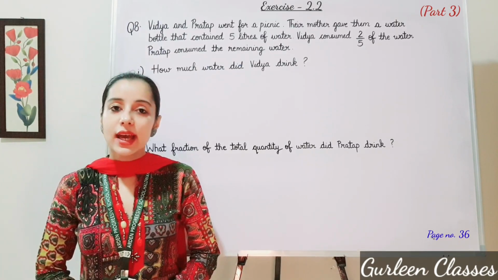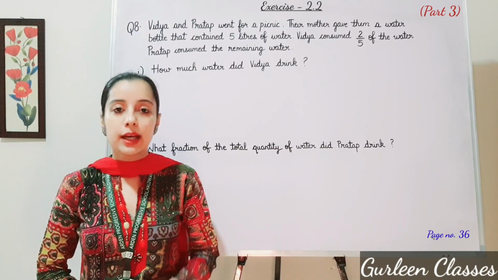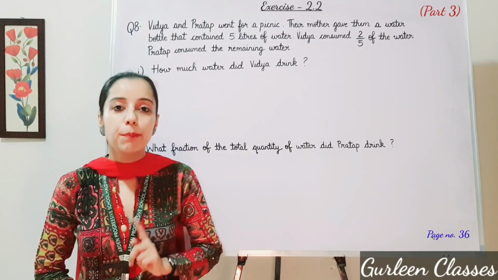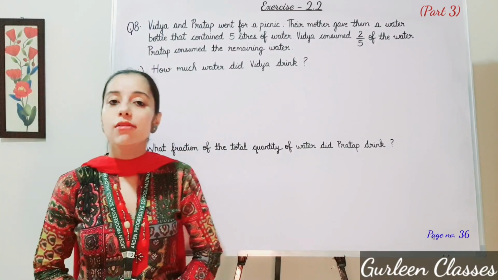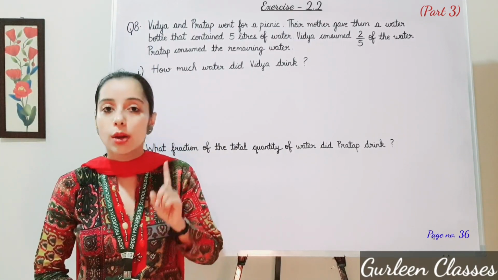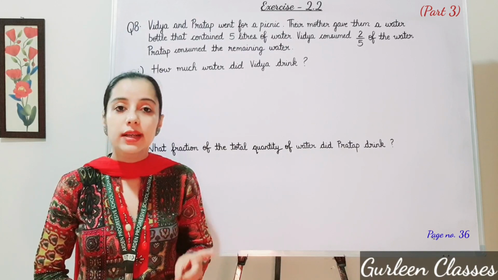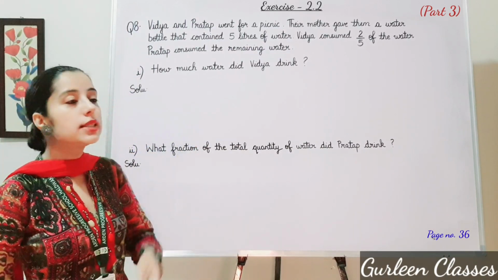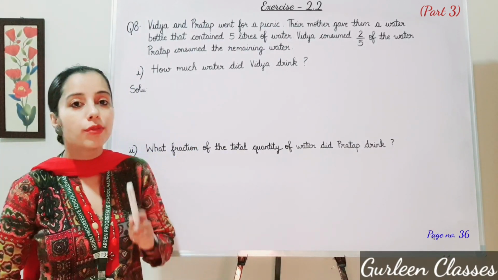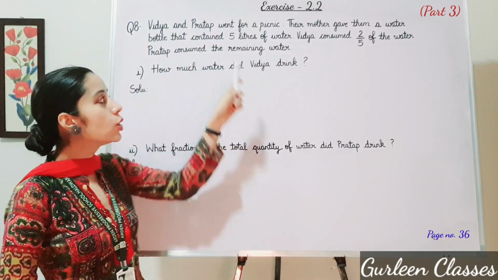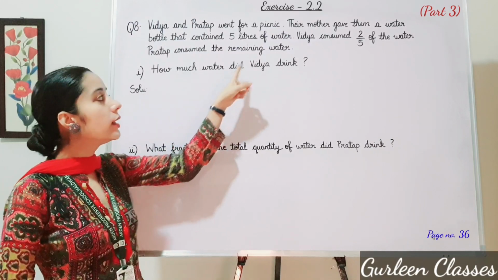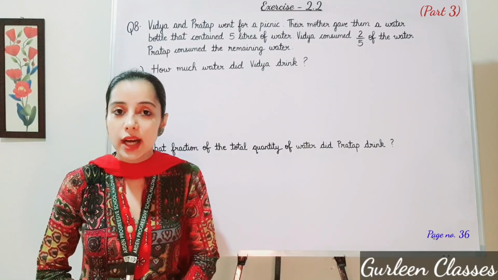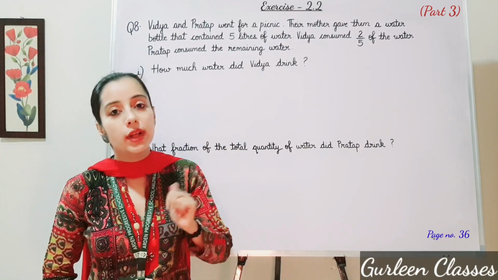Question number 8. Vidya and Pratap went for a picnic. Their mother gave them a water bottle that contained 5 liters of water. How much water does it contain? 5 liters of water. Vidya consumed 2 upon 5 of the water. Pratap consumed the remaining water. First part, how much water did Vidya drink? We have to find out how much water Vidya drank.